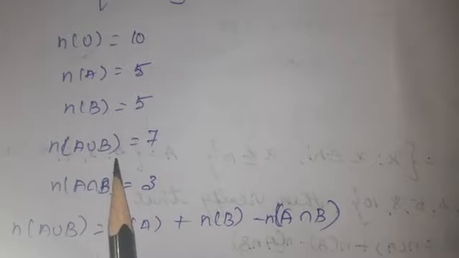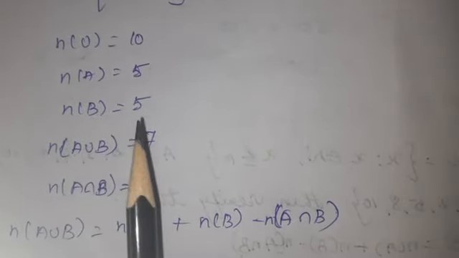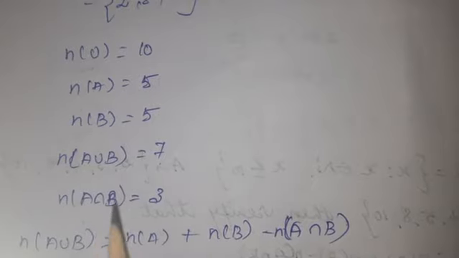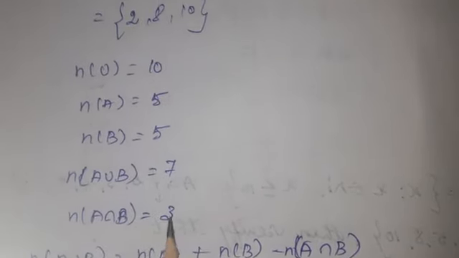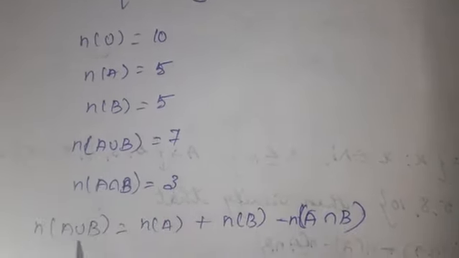After that you should find the number of elements present in U set. You count and write, it is 10. Number of elements present in A set, it is 5. Number of elements present in B set, it is 5. Number of elements present in A union B, you should count how many elements are present, it is 7. N of A intersection B, you count and write, it is 3.